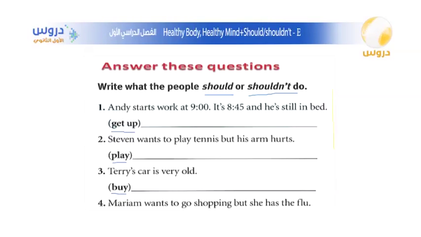Mariam wants to go shopping, but she has the flu. And you've got the main verb go. Now, she or Maryam should. Should what? What's the main verb? Look here. The main verb is go. That's the main verb. Go, just like buy, like play, and like get up.